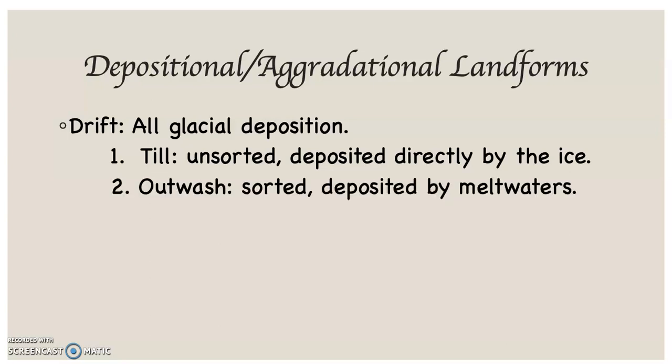And outwash. Outwash is sorted glacial deposition, but it's deposited by glacial meltwaters. So in other words, as the glacier melts, a river is going to run away from the snout. The snout is the end of the glacier. And as that happens, all running water transports and deposits in a hierarchy, which means sorted glacial deposition.